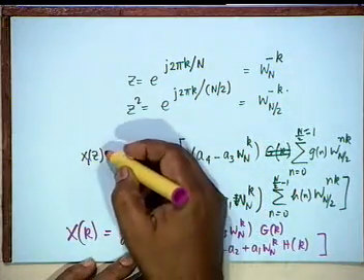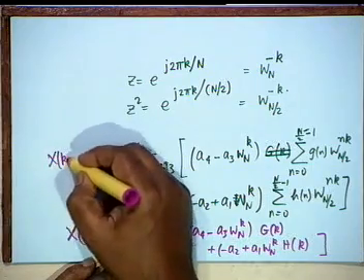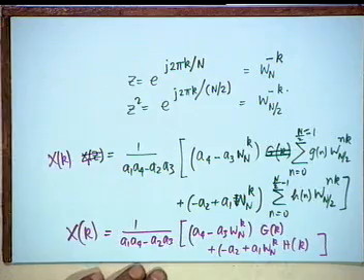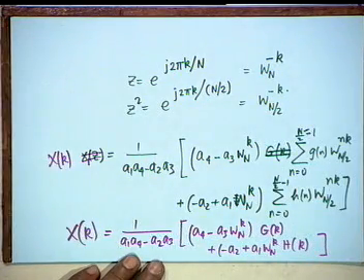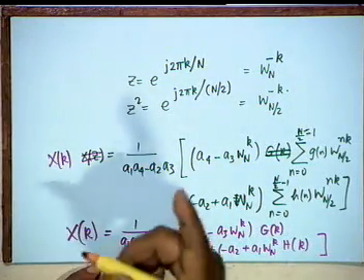I have also made a mistake. I should have written this as x of k, right? Because z has been put equal to w n raised to the minus k. The z transform notation that I used, change that to some other symbol. Call it x1, x prime, or whatever you want.